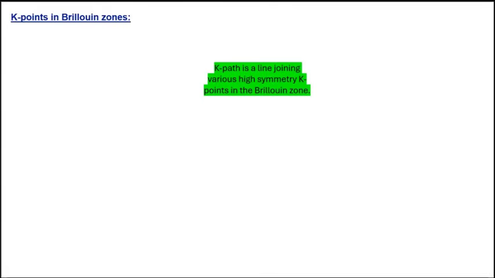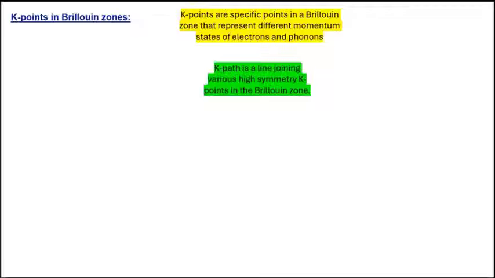K-path is basically a line joining various high symmetry K points in the Brillouin zone. Now what are K points? K points are specific points in a material's reciprocal space or Brillouin zone that represent different momentum states of electrons and phonons. There are discrete and finite number of K points in a material's Brillouin zone.